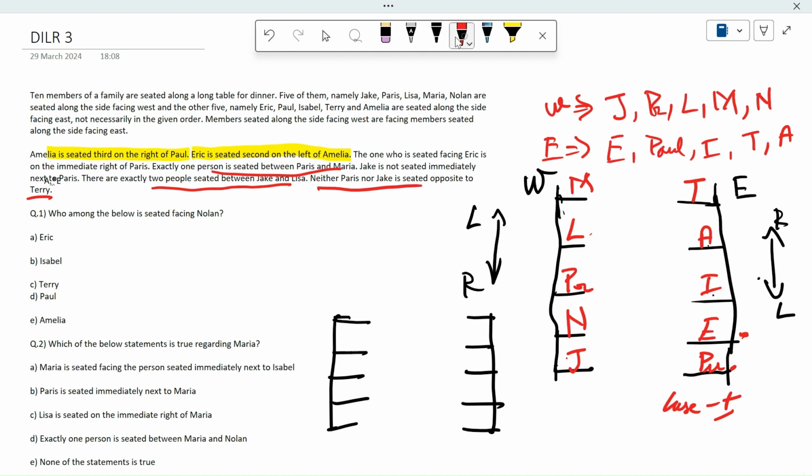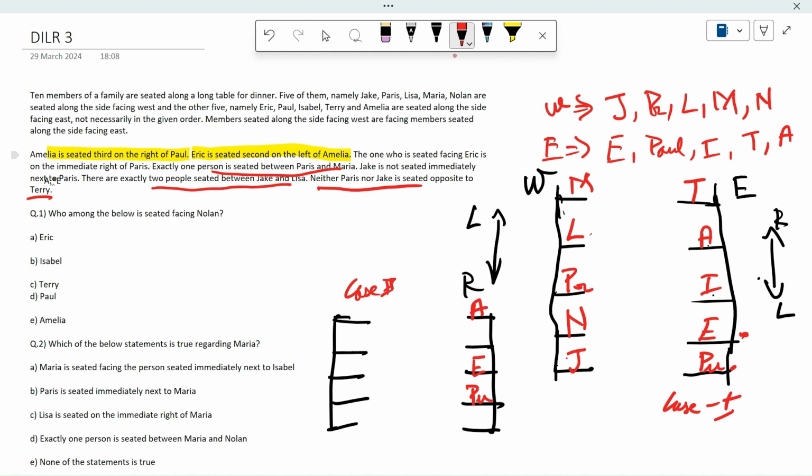So in this, we are taking that Amila is seated third to the right of Paul. So Paul is somewhere here. In the first case, we took it here, and in the second case, Paul is seated here. So the third right is, Amila goes to this position. Then to its second it is E, which is written: Eric is seated second to the left of Amila.